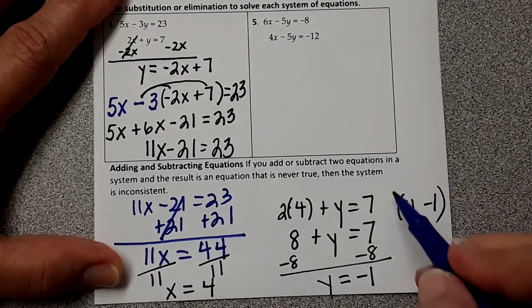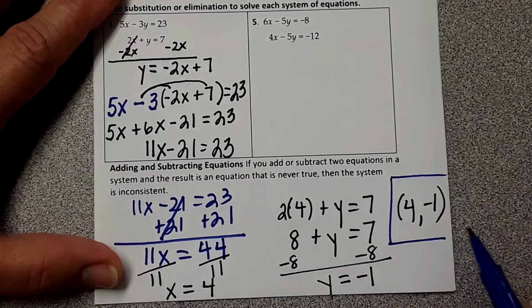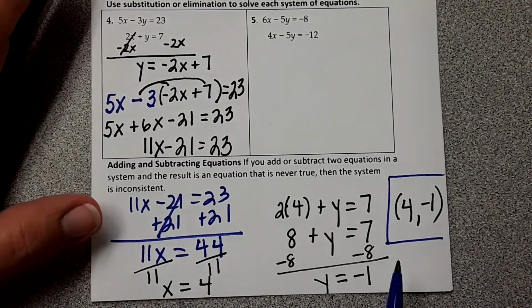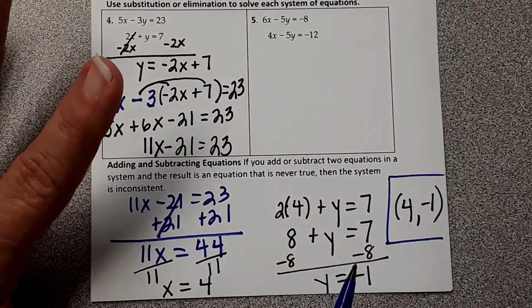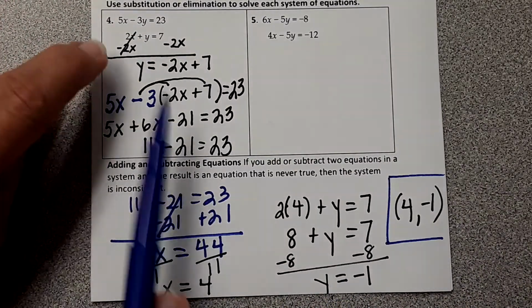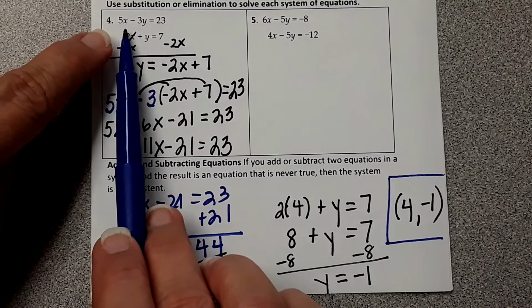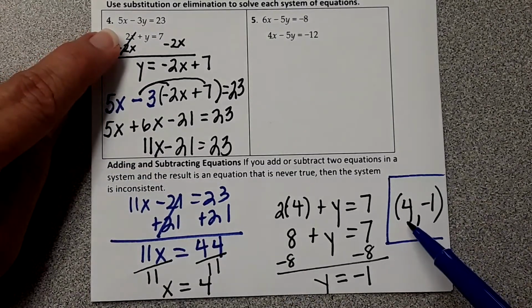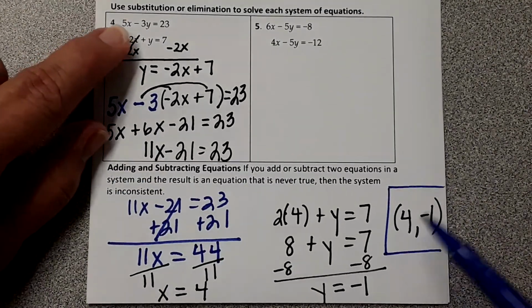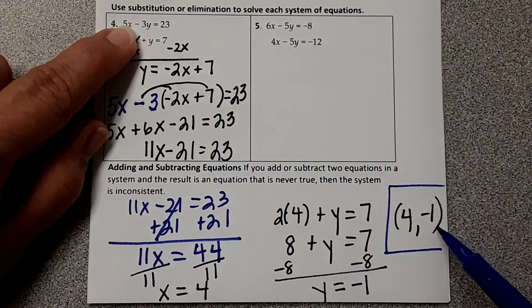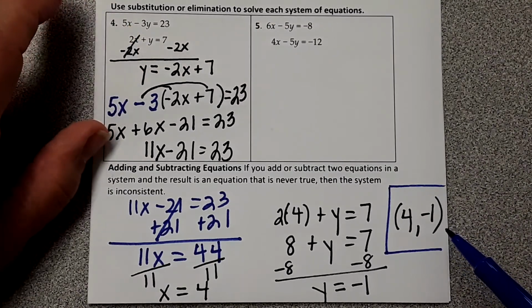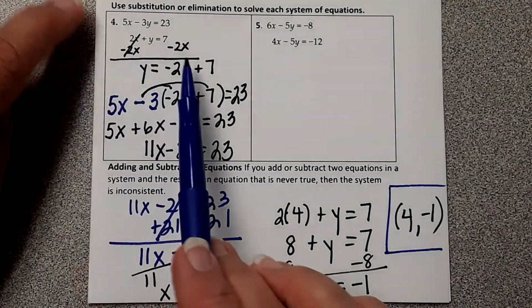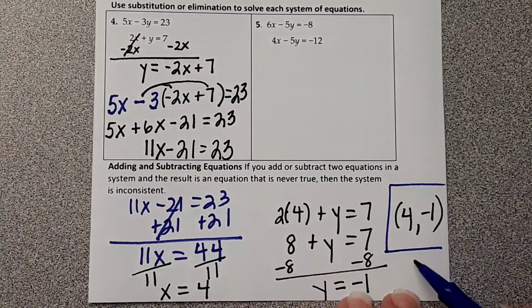That's our answer. Now, can we make sure that we're correct? Can we make sure that we solved this correctly? We can check it. So let's check it in the original one. What is 5 times 4? 20. Negative 3 times negative 1? So 20 plus 3 is 23. We know it works for the bottom one because we just found it. So this is our answer.